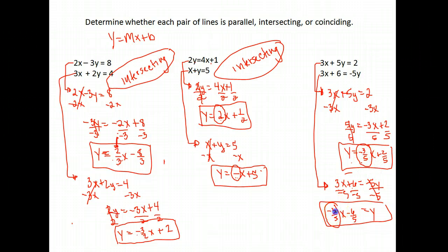Notice they're both negative 3/5. They both have a slope of negative 3/5. They have different y-intercepts. The number added on the end is different, so they're not the exact same line. They're not coinciding, but they are parallel because they have exactly the same slope, but different y-intercepts.